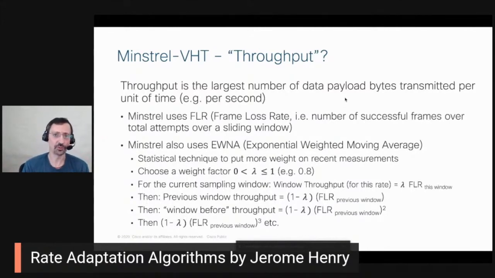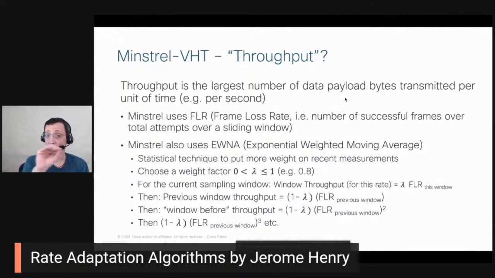And there may be collisions sometimes, but the collision should be about the same for all the rates, right? There is no reason you collide more at 80 than at 20 megahertz. So on average, if you keep trying different rates of different channel sizes over your sampling period, the collision rate should be maybe 10%, 15%, I don't know, but it should be about the same for all the rates. So that should not impact too much the FLR in that it should be about the same for all the rates.